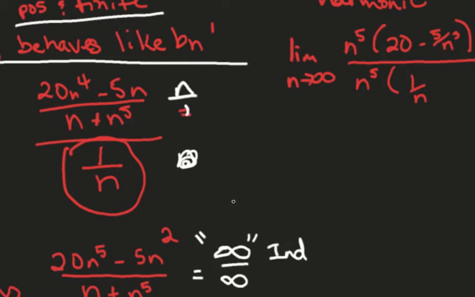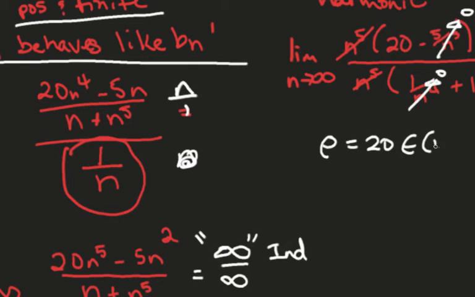Right. So what happens here? That goes to 0, and then that's going to be plus 1. And that goes to 0. And then 5 over n cubed goes to 0. That goes to 0. So then you're left with 20 over 1, which equals 20. So 20 is an element of 0 to infinity. So the conditions do apply.